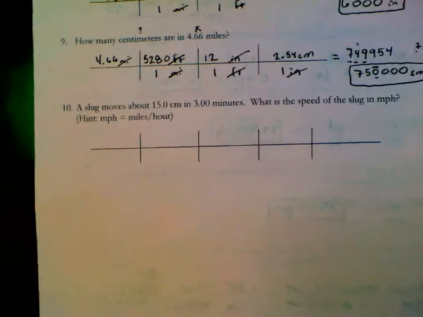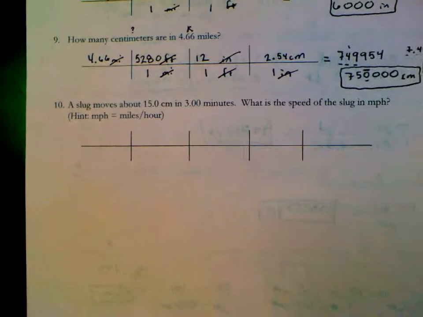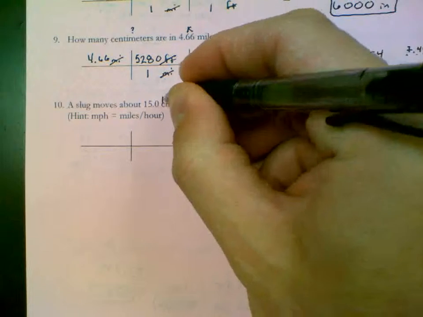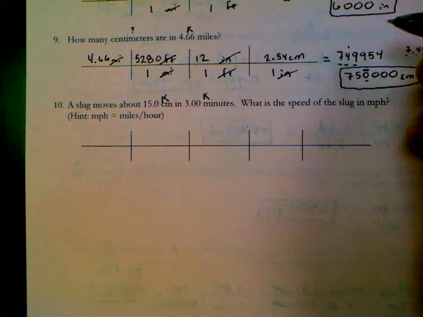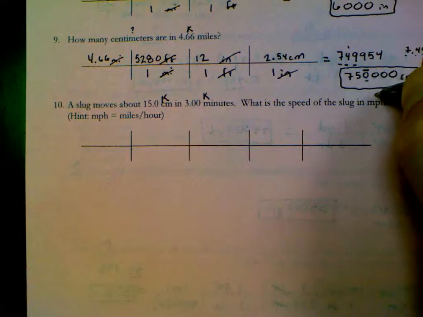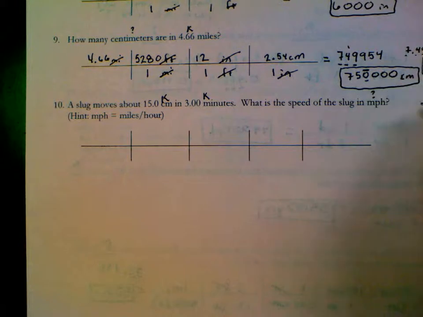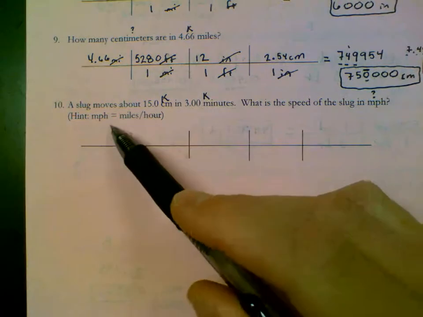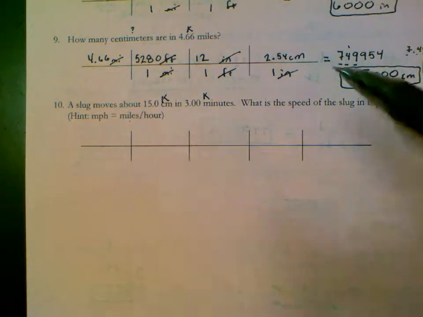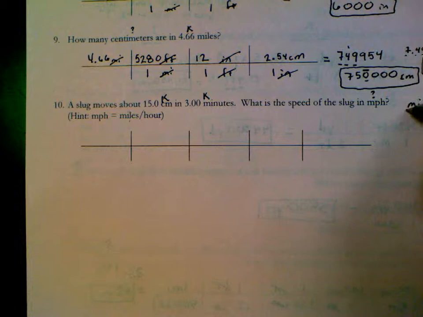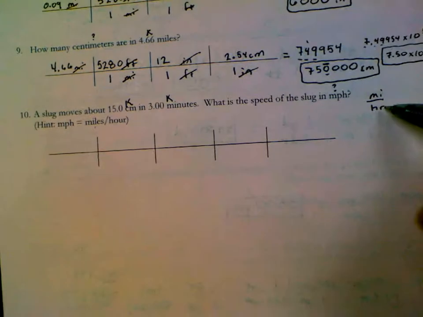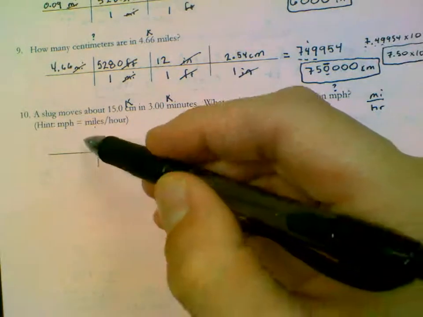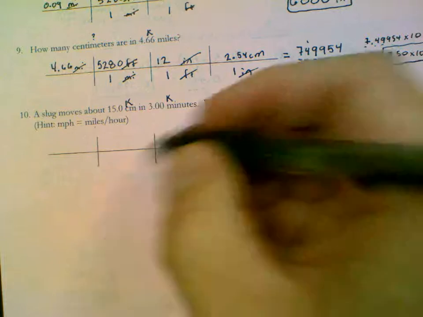Finally, number 10: slug moves about 15 centimeters, this is what we know, in 3 minutes. So we know that too. This is the first problem where we've known 2 facts. What is the speed in miles per hour? Question mark. Hint, it says miles per hour equals miles per hour, which is really written miles over hours. Since we're going to need to come up with a distance over time unit, we should probably start with distance over time in our grid.